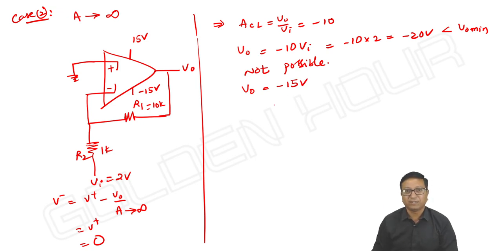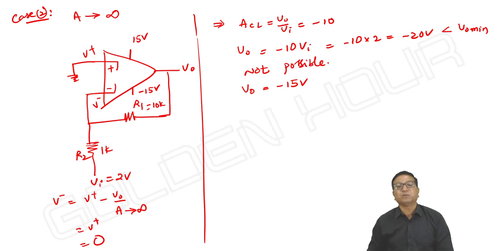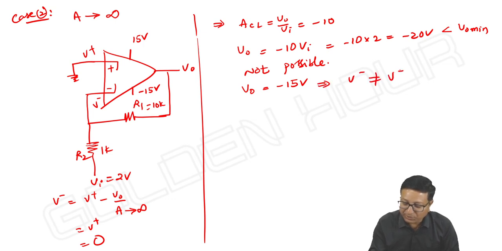That is possible. As V output is minus 15, if V minus were equal to V plus, the output would be minus 20. Minus 20 is not possible, meaning V minus cannot be equal to V plus; it is something else. Virtual short is failing. As the output exceeds its extreme values, virtual short automatically fails. Then what might be the value of V minus? For that, we can redraw the circuit and apply the node equation.